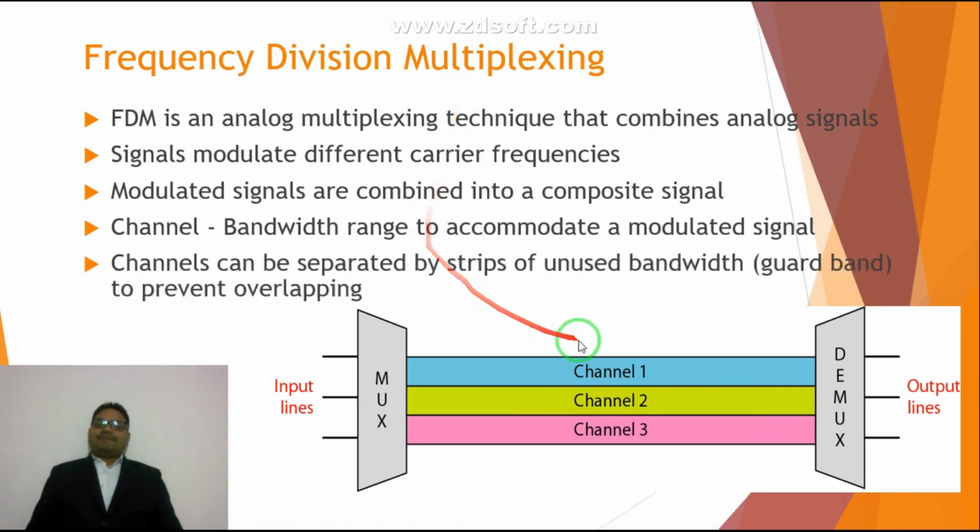And remember, the channels can be separated by strips of unused bandwidth, called a guard bandwidth, to prevent overlapping. Otherwise, two channels, two radio stations, if we do not separate them by a guard band, then interference between these two channels is going to take place. So in order to avoid that interference, overlapping, we have to introduce a guard band between two channels.